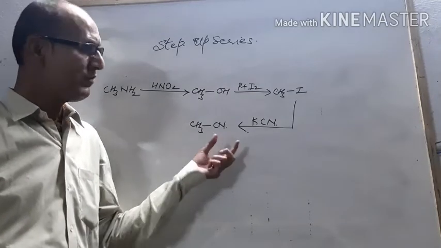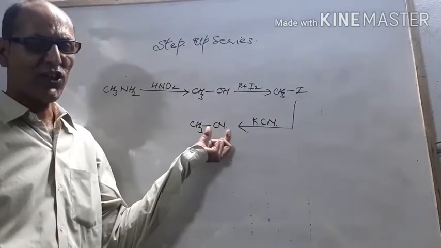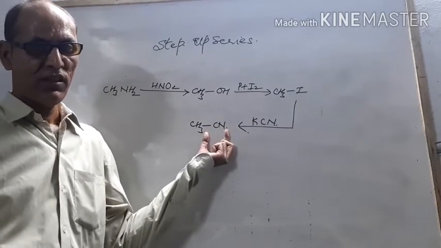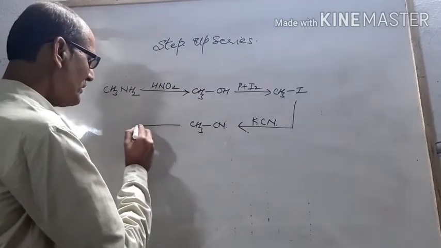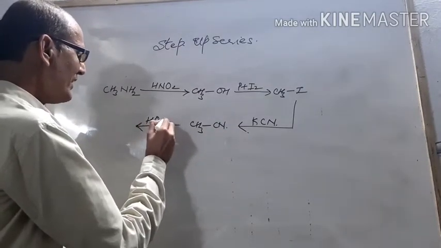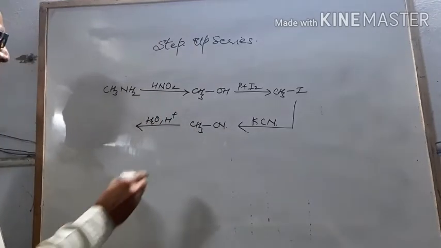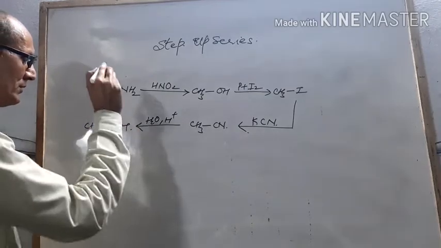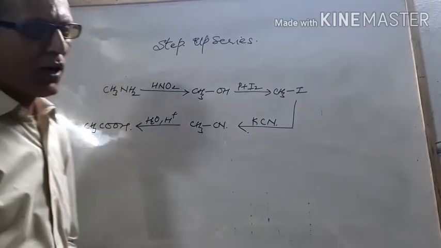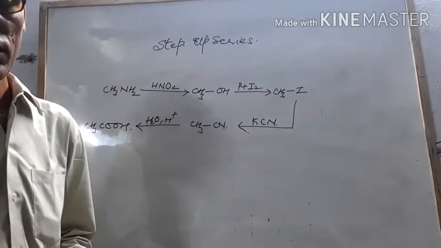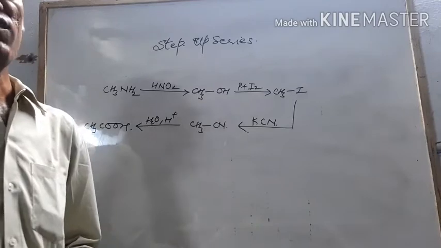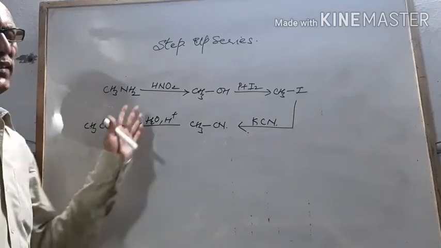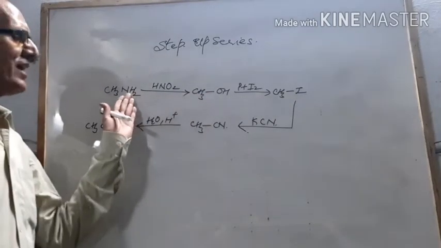We have to get acetic acid from the cyanide. There is a single step reaction to convert it into carboxylic acid by acidic hydrolysis. On reaction with water, in the presence of acid or base, you will get CH3COOH. Dear student, this is the step up mechanism, step up series. If you want to decrease the number of carbons, how will you do it? Suppose here we are taking methylamine to ethylamine, or methanol to ethanol, or methylamine to acetic acid.